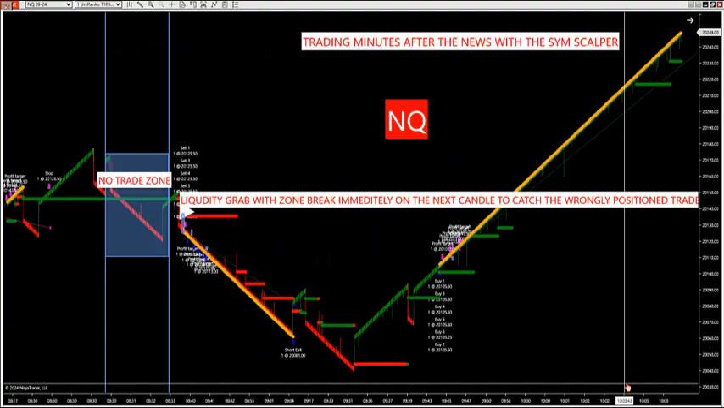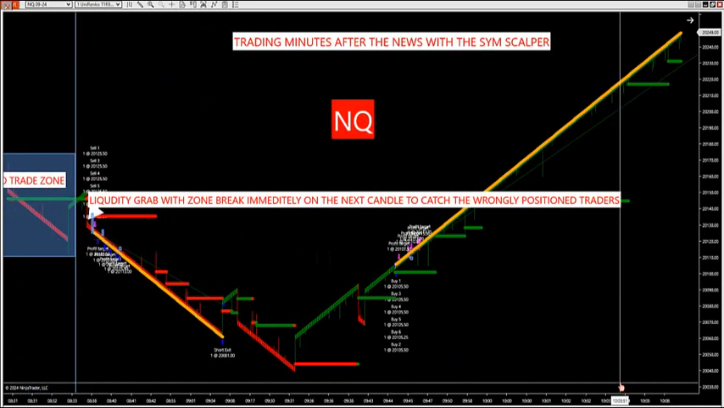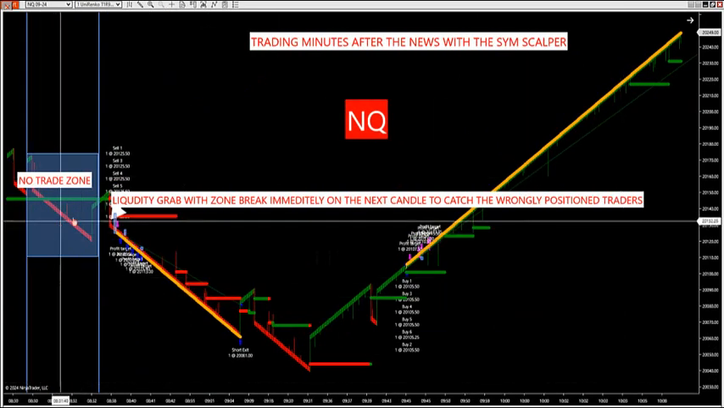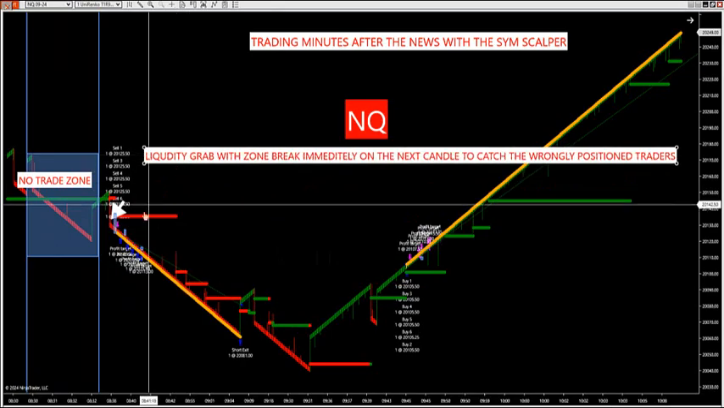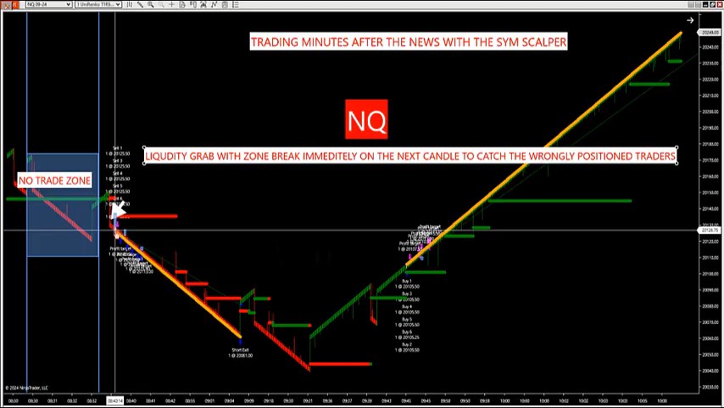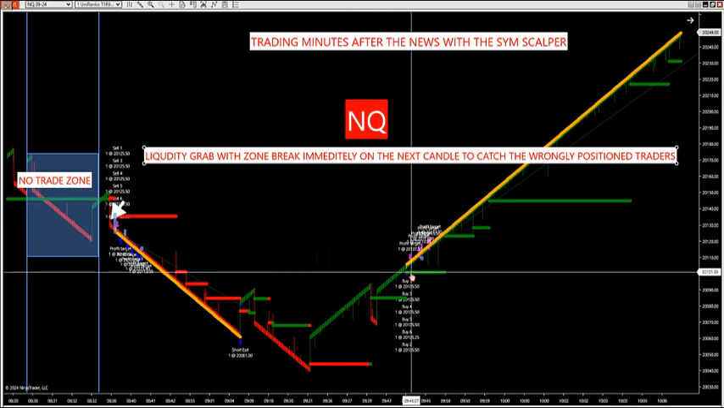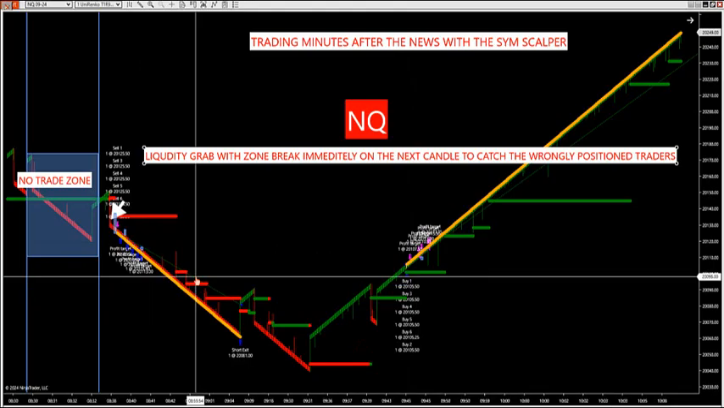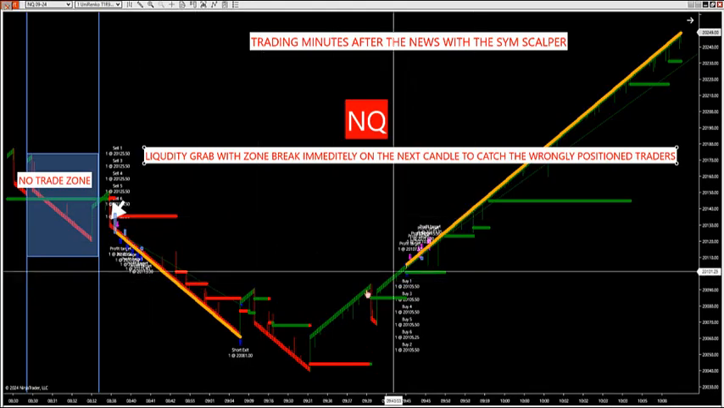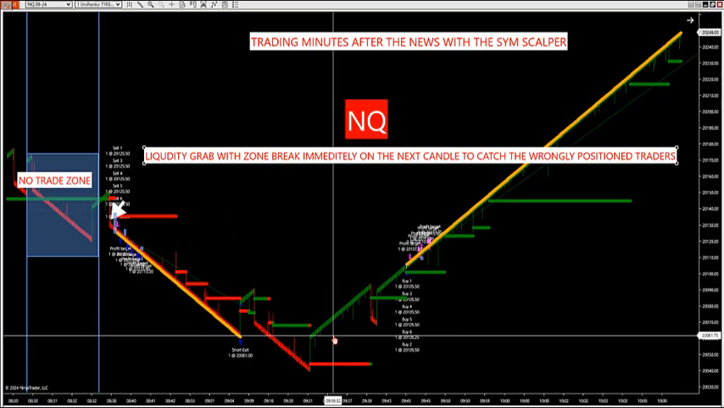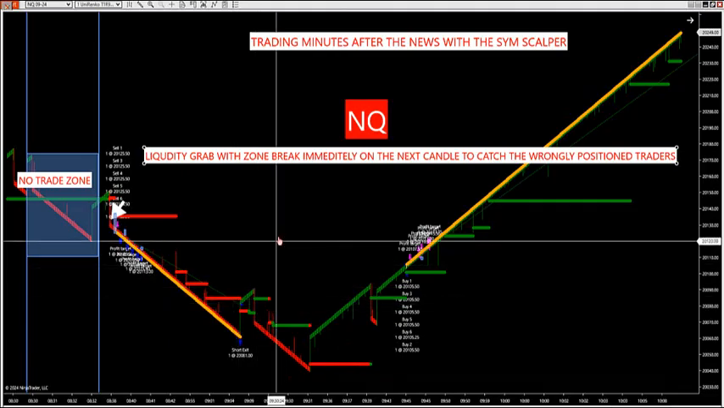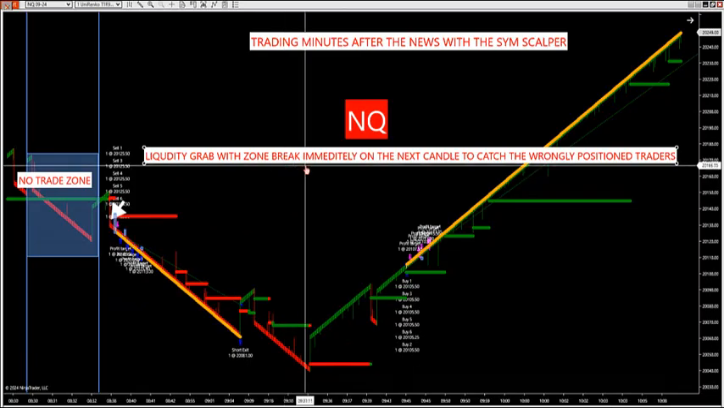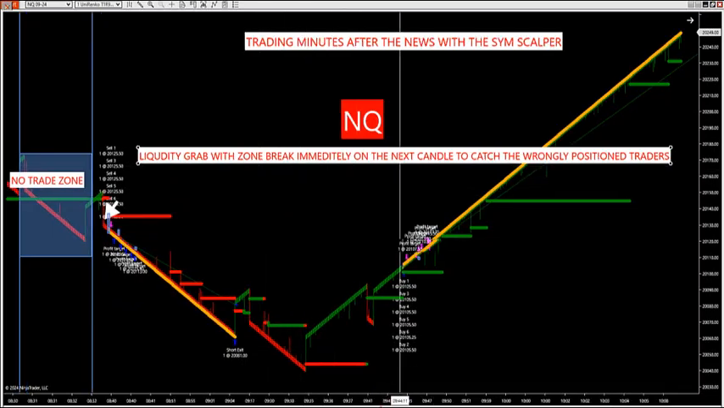NASDAQ this morning, if we look at the NASDAQ futures, you do not want to trade the no trade zone. What did they do immediately? They liquidity grabbed at 8:40 this morning, 10 minutes after news. They liquidity grabbed right here at 9:45. And then we had a really nice follow through on both these markets, to the upside and downside. So this is trading liquidity grab with the zone break immediately afterwards.